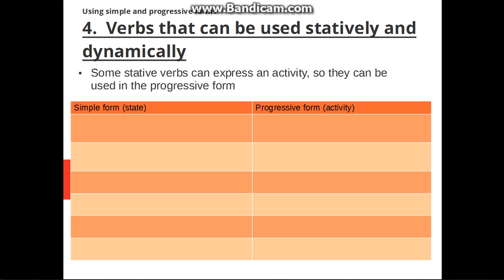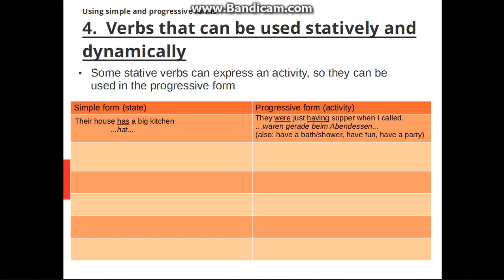Some stative verbs can express an activity, so they can be used in the progressive form. Their house has a big kitchen. Has does mean hat. They were just having supper when I called. Were having does mean waren gerade beim Abendessen.